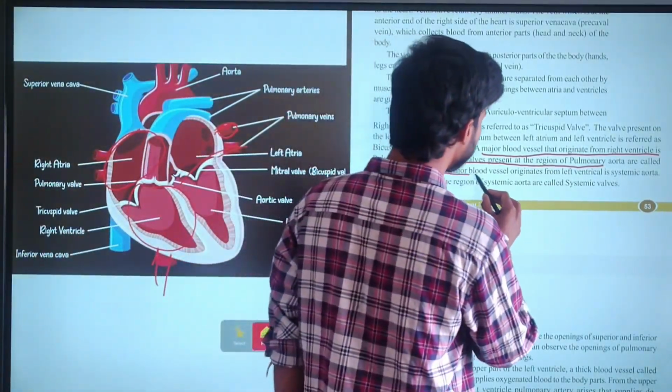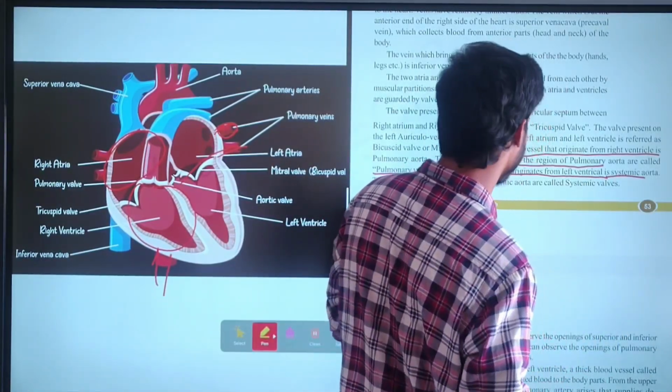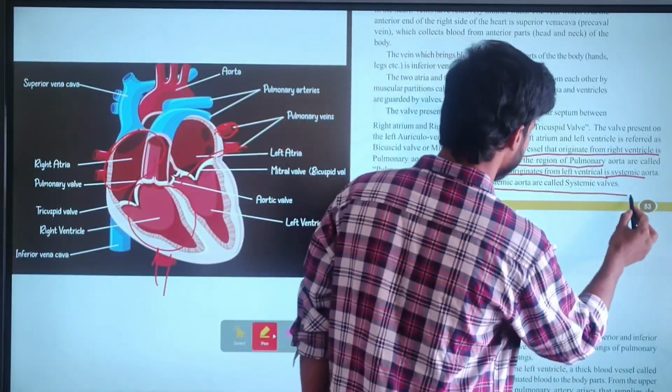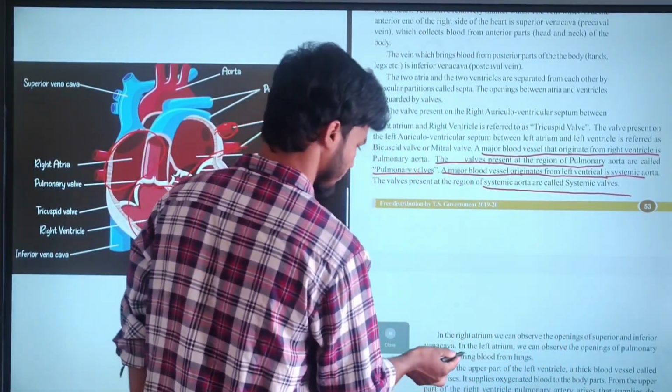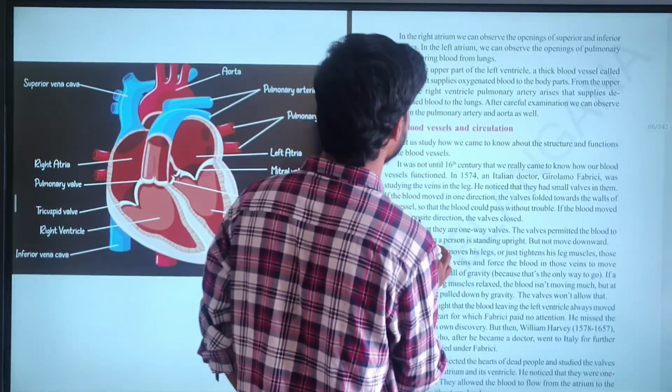Next, the major blood vessel that originates from the left ventricle is the systemic aorta. The valves present in the region of the systemic artery are known as systemic valves. Next, coming to here.